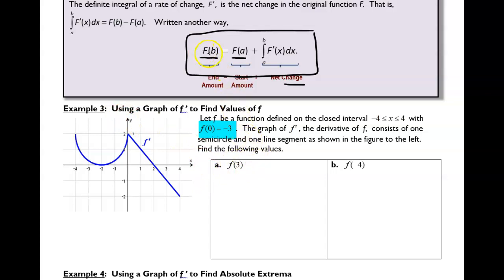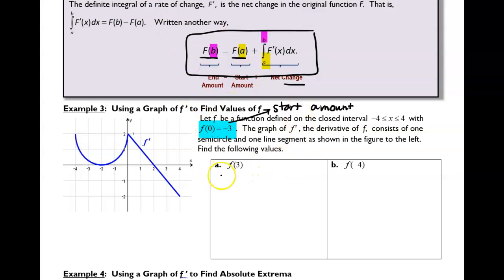What we want to find, f of 3, is equal to, now this f of 0 equals -3, we want this to be our starting amount. So I'm given one amount, my starting amount, and then this is the amount I'm trying to find, my ending amount. One thing I want you to notice on this formula is f of a, that value has to be my lower limit of my integral in order to use this formula. So notice those are the same. The one I'm trying to find is my upper limit.